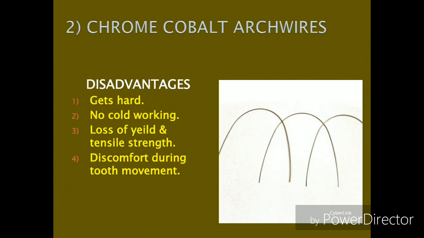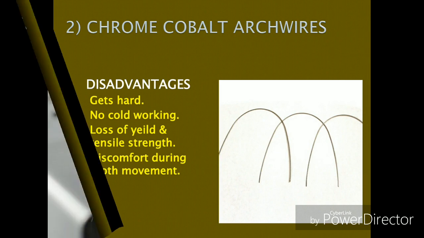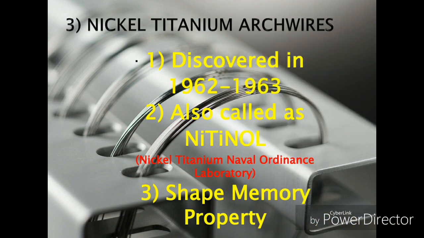In case of chrome cobalt arch wires, it is preferred to use low fusing solders because when heated above 650 degrees centigrade, it results in the loss of yield and tensile strength. Another disadvantage is that these arch wires release high forces during unloading, which causes discomfort to the patient during tooth movement. Now let's talk about the nickel titanium arch wires, which were developed at the Naval Ordnance Laboratory.